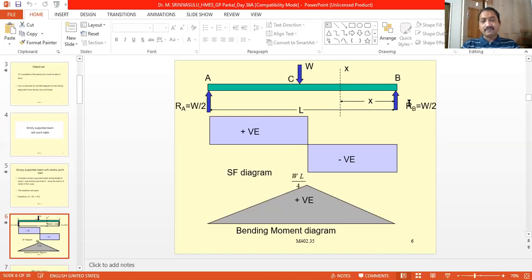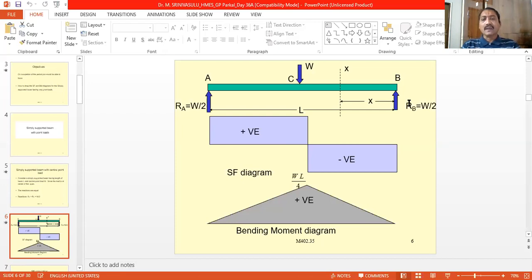Here, because there is no horizontal force acting on the beam, we use two equations, that is sigma Fv equal to 0 and the algebraic sum of all the moments about any point equal to 0. With these two equations we can find the values of the reactions at A and at B, that is RA and RB.